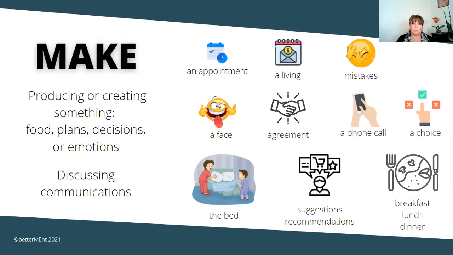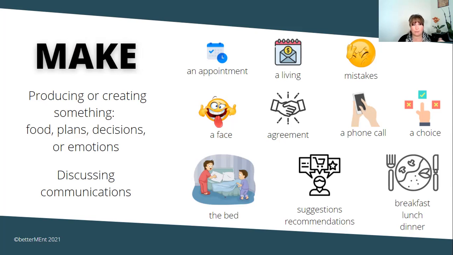Then, of course, breakfast, lunch, dinner. Anytime we talk about making any kind of food or a meal, I'm going to make breakfast. Should we go out to dinner or should we make dinner at home? I'm going to make a cake or make cookies. I'm going to make potatoes for dinner. Anything having to do with food.